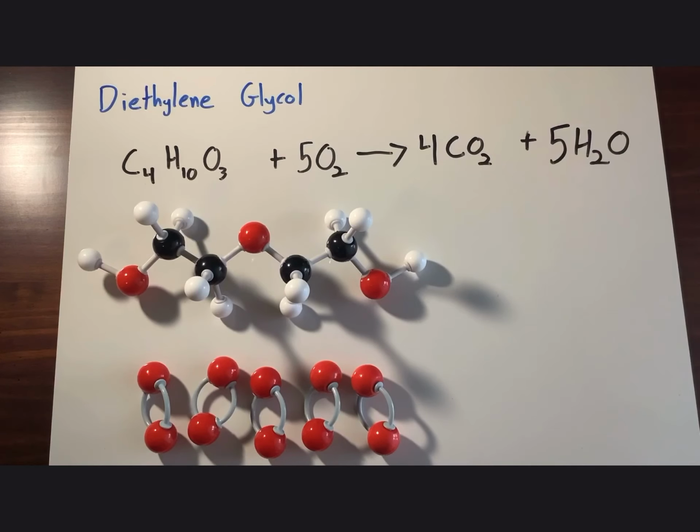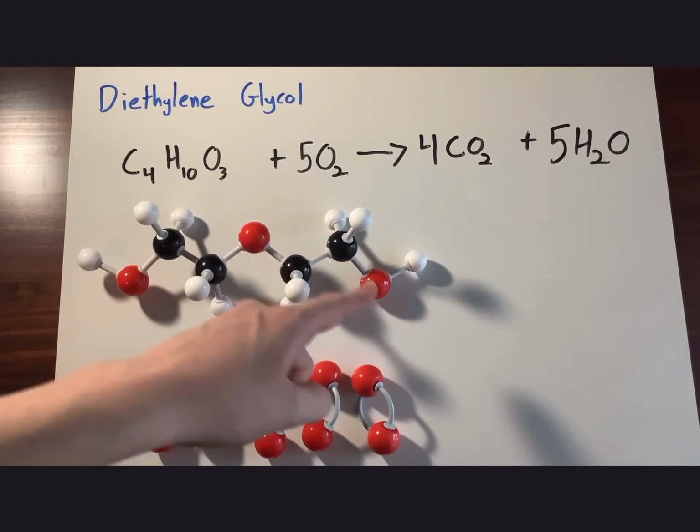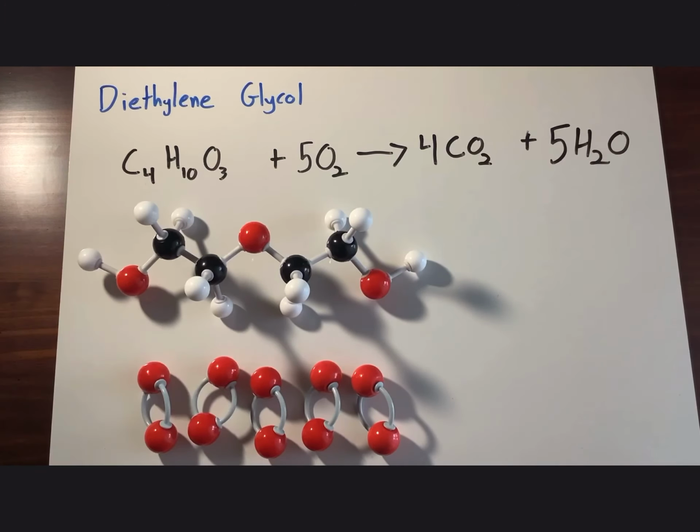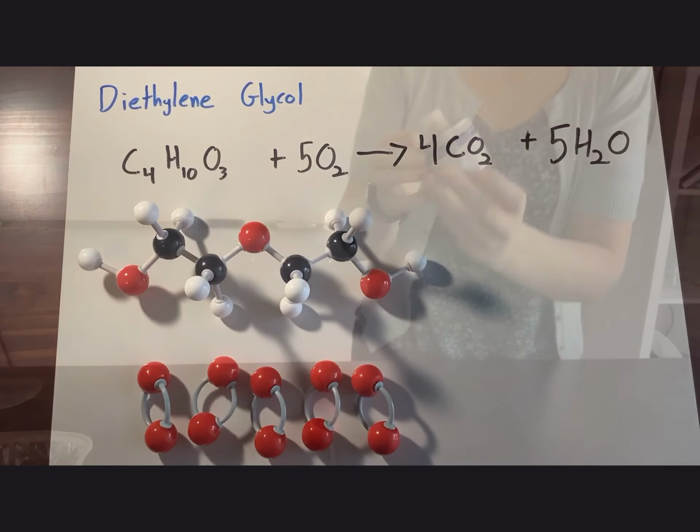In the alcohol burner stove, we have diethylene glycol. That's C4H10O3, and it kind of looks like this W shape here with all of our structures on there. And then we have our 5 oxygens, 5 O2 molecules, so 10 oxygens. And I'm sure by now you get the gist of what's going to happen.